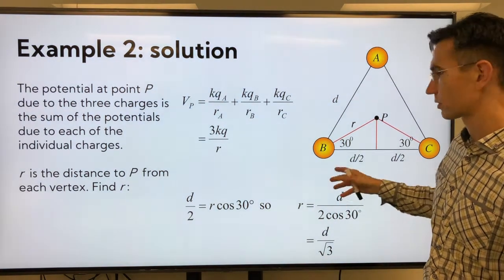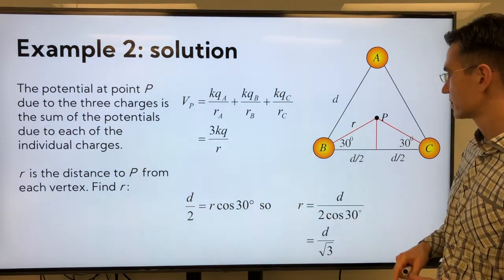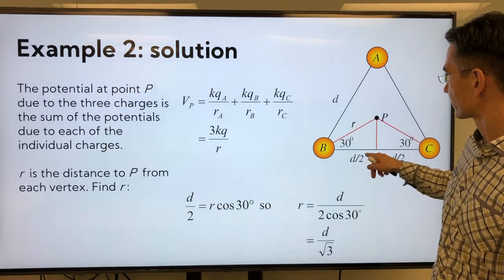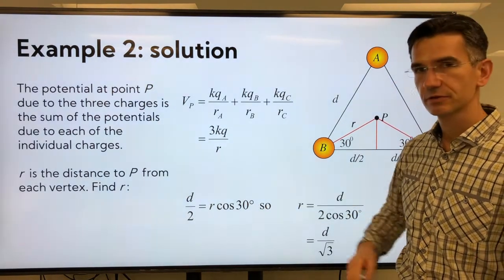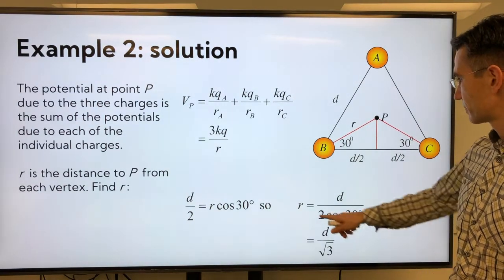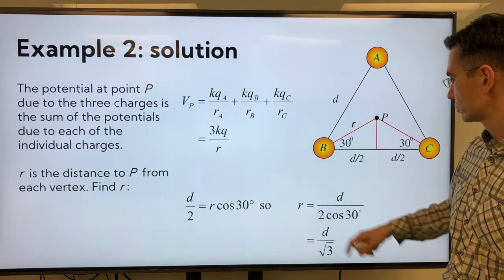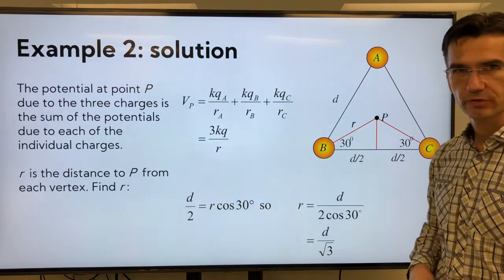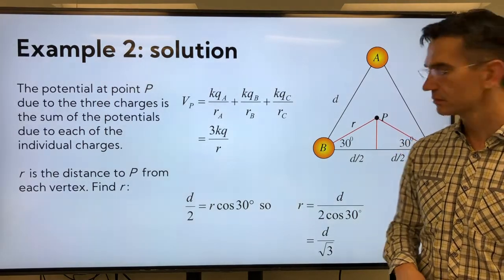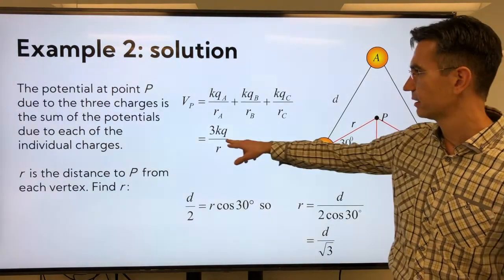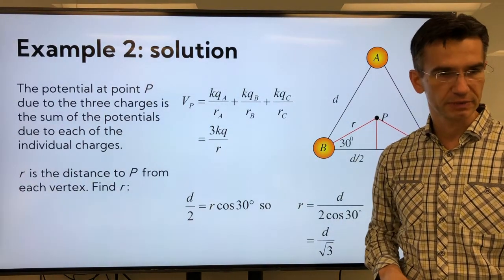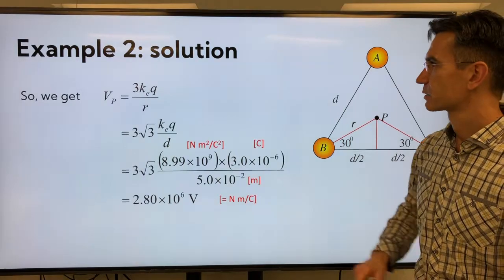We know that, or just using trigonometric relations, we know that d over 2 divided by r is going to be cos 30 degrees. So then we can find r as d over 2 cos 30, or it's d over square root of 3. So now we can put what we have found for r in here to get the electric potential. So that's this.